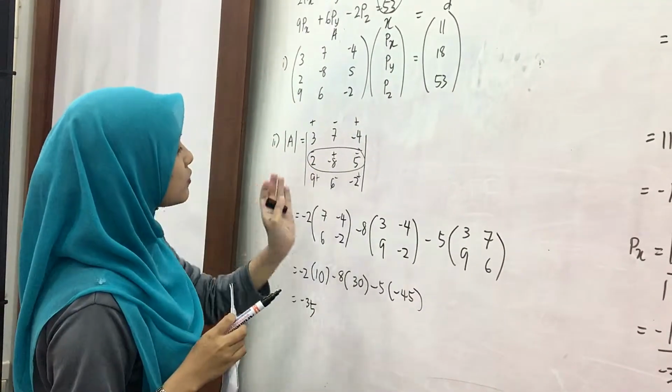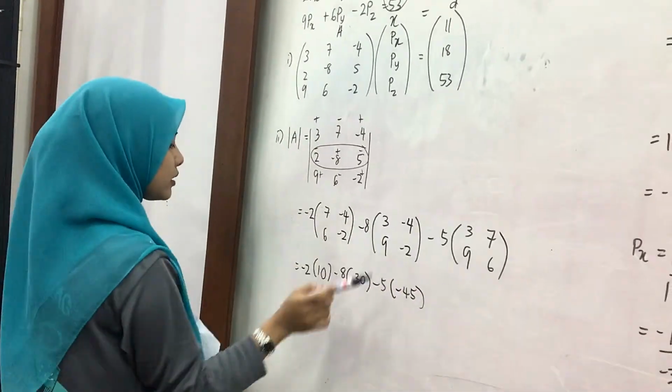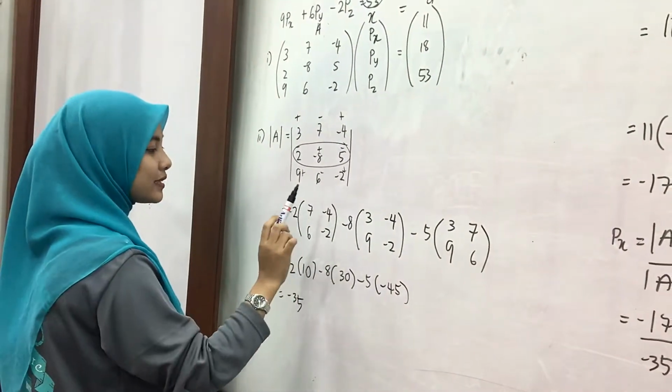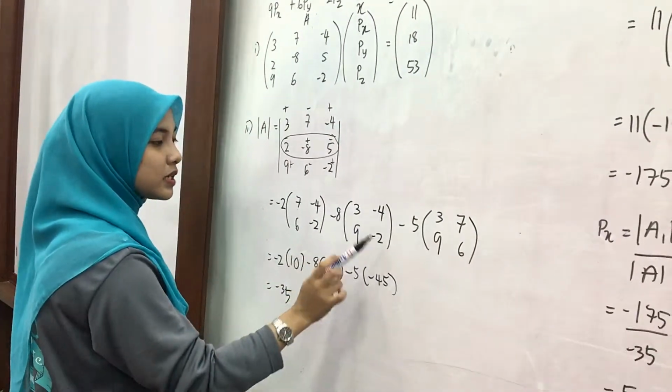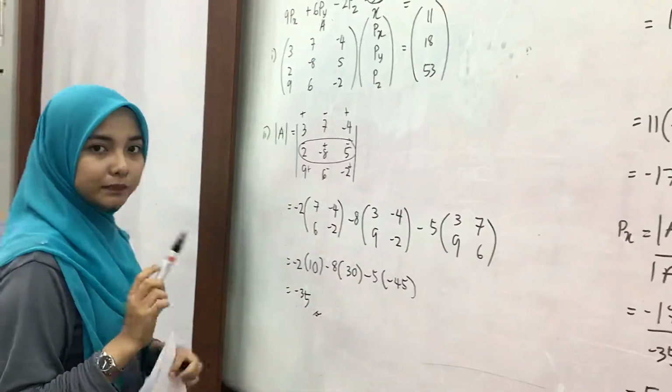Same like this. If I choose this number, I have to hide this row and this column. So I get like this 3. Okay, so like this. So if I calculate this, negative 2. This one I have to multiply 7 times negative 2 minus negative 24 times 6. So I get 10. Same like this, I have to multiply and subtract the product of this. So the equation will give me like this. This is the answer for the A determinant.